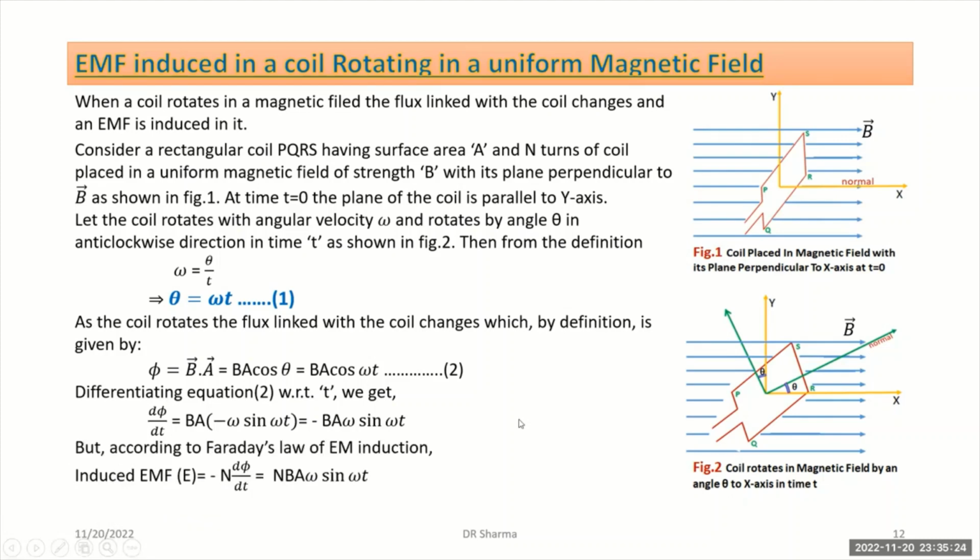Now, according to Faraday's law, induced EMF is equal to N d phi by dt. When we substitute the values, we get E is equal to N B A omega sin omega t.